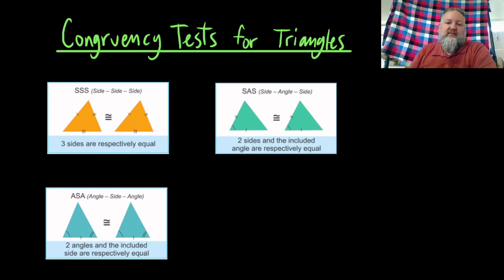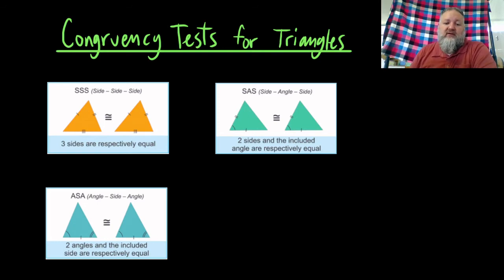Next one, we've got our SAS, side, angle, side. So the 2 sides, and you have to have the angle that's between those 2 sides for this to work, and you would need to be able to see that that's the same in both of your triangles, and then we would have congruent triangles.